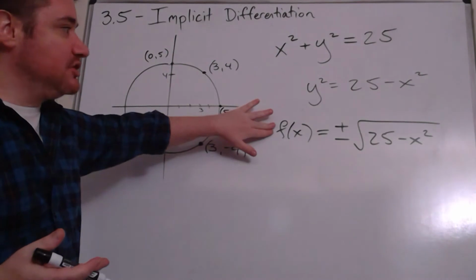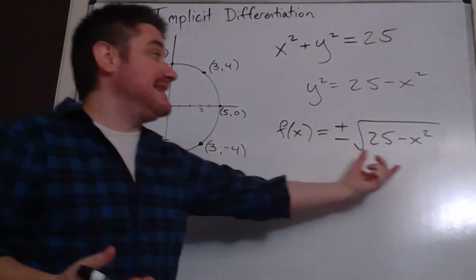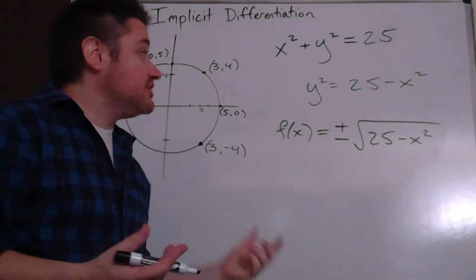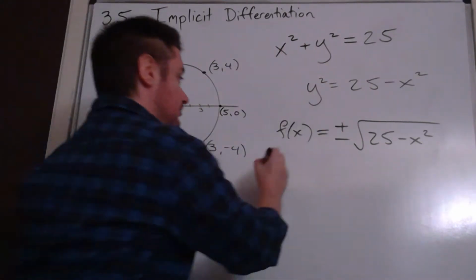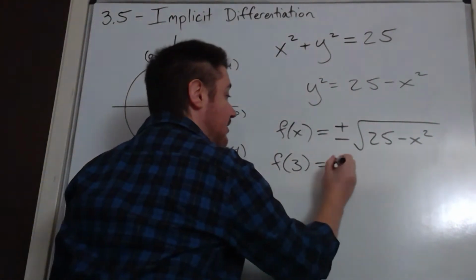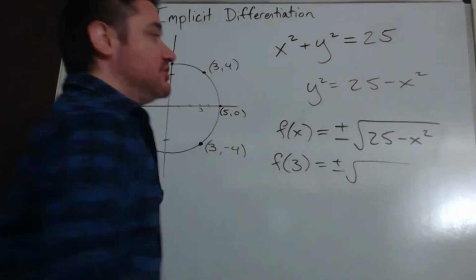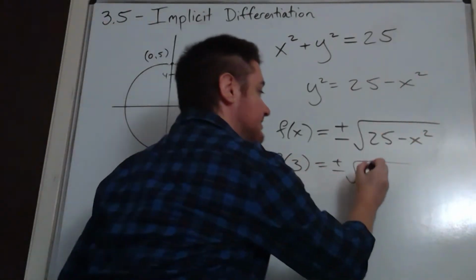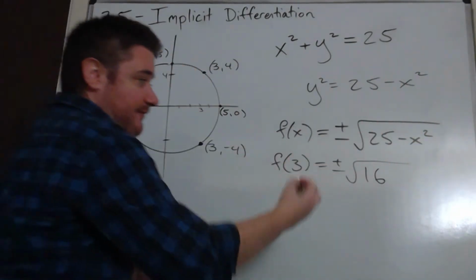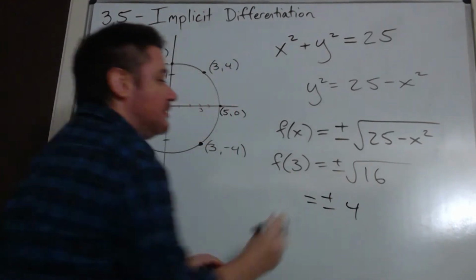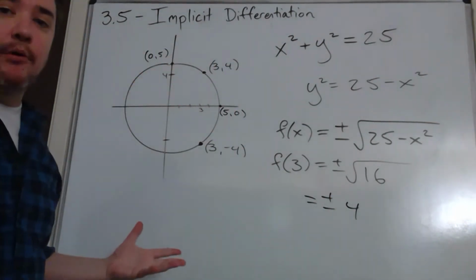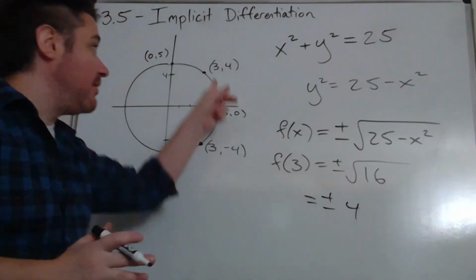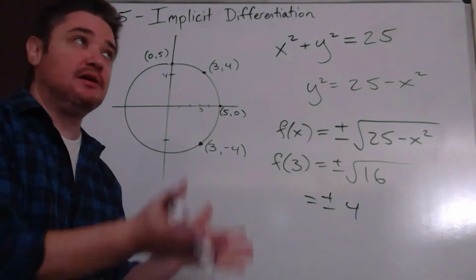That's not really a legitimate use of function notation here, because that's not a function. And why is it not a function? Because of the whole plus minus. Right now, if I say what's f of 3, well, it's plus minus the square root of 25 minus 9, which is 16, and that is 4, plus minus 4. Right, so that's why we were getting those two results before. Those are points on the circle, but it's not a function. So that's the whole point.